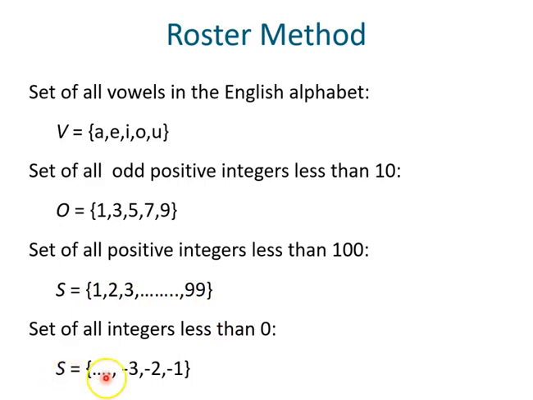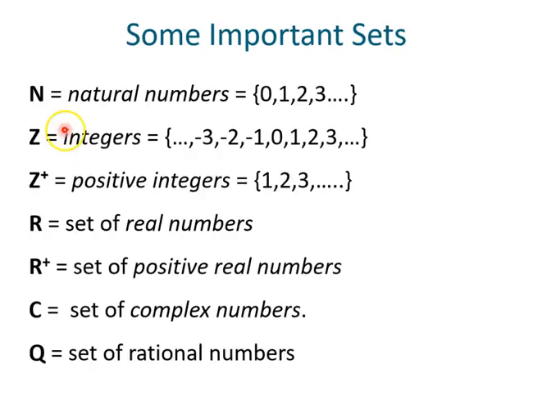And here S is the set of all integers less than 0. It is an infinite set, actually. Some important sets: N is the set of all natural numbers, and they are 0, 1, 2, 3, and so on. Z is the set of all integers, natural numbers and also negative integers. Z plus is the positive integers, all natural numbers except for 0. R is the set of all real numbers, R plus the set of all positive real numbers, C the set of all complex numbers, and Q the set of all rational numbers.